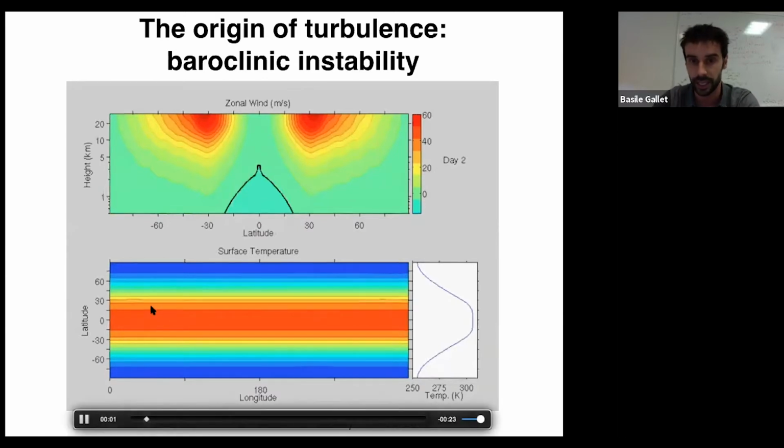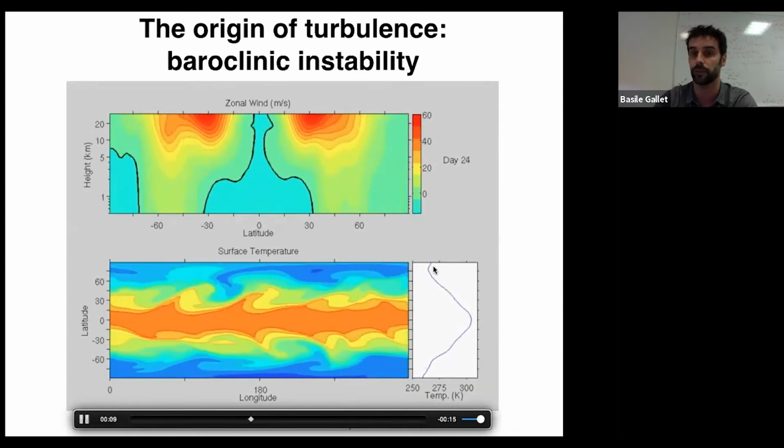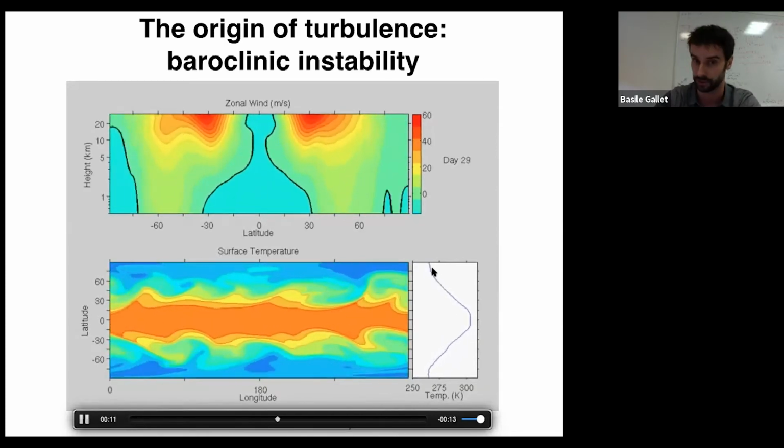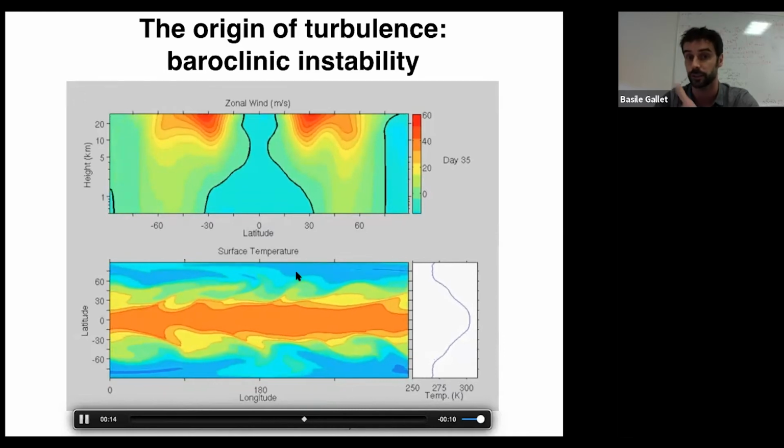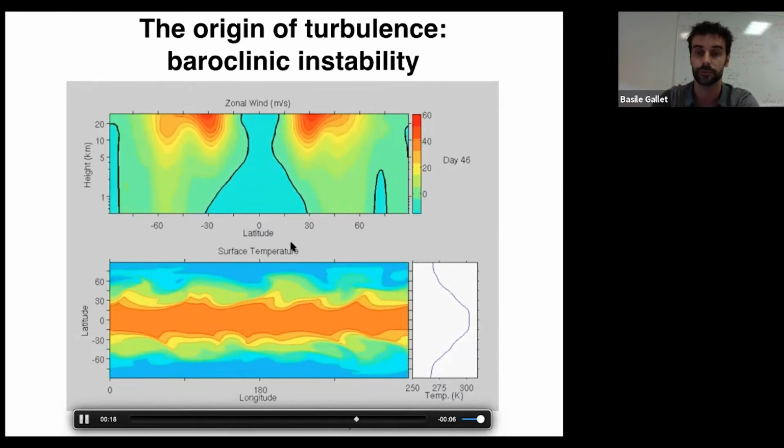You can see now that a wave is going to develop, and then turbulence will follow. And if you look at the temperature difference here between the equator and the poles, it's going to be reduced as a function of time, because that turbulence is transporting heat poleward.